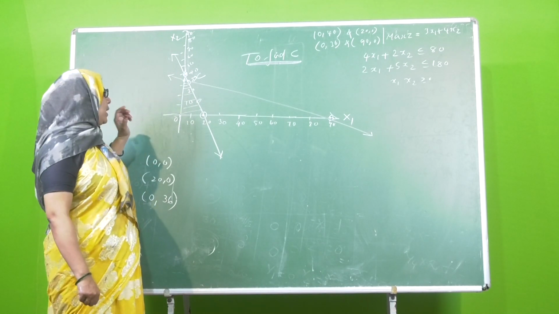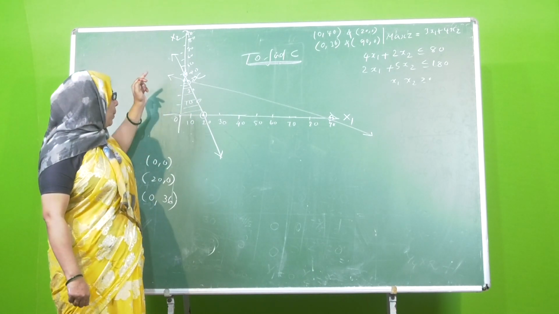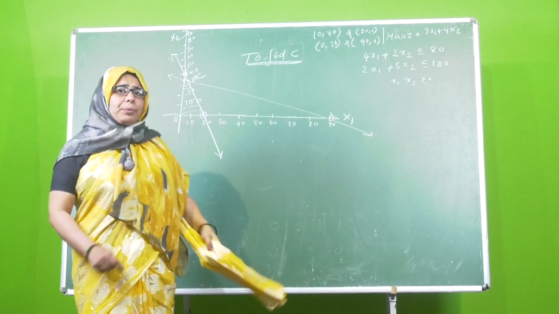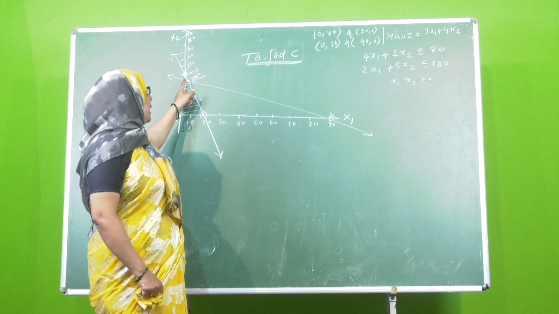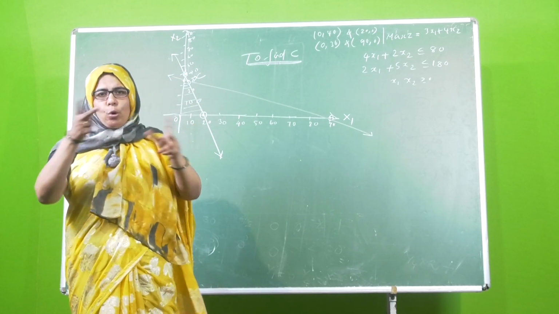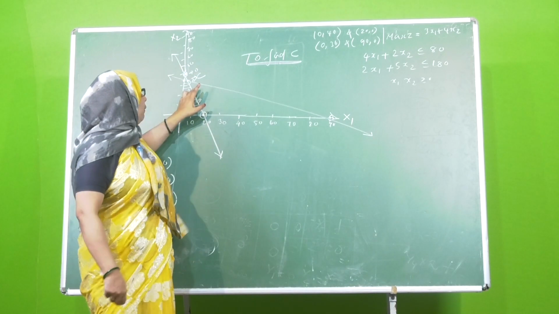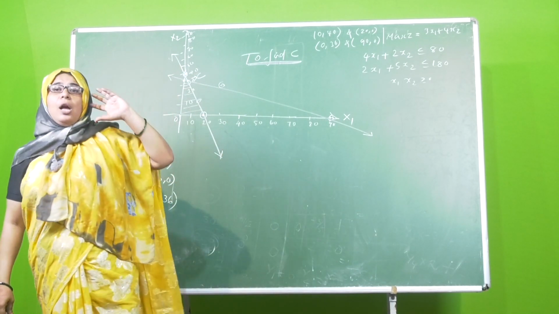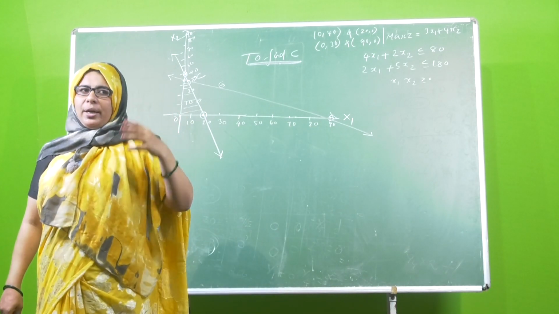What are the 4 boundaries? (0, 0), (20, 0), (0, 36), and now the 4th point is the intersecting point of these 2 equations, equation number 1 and equation number 2. The intersecting point is also one of the boundaries of the bounded region.